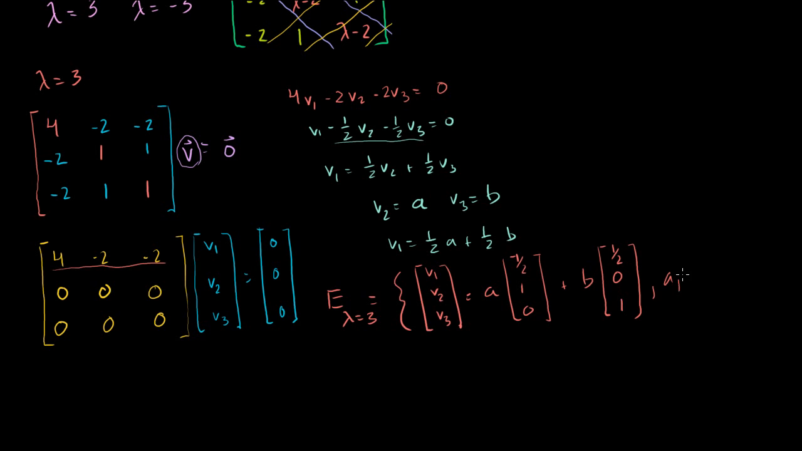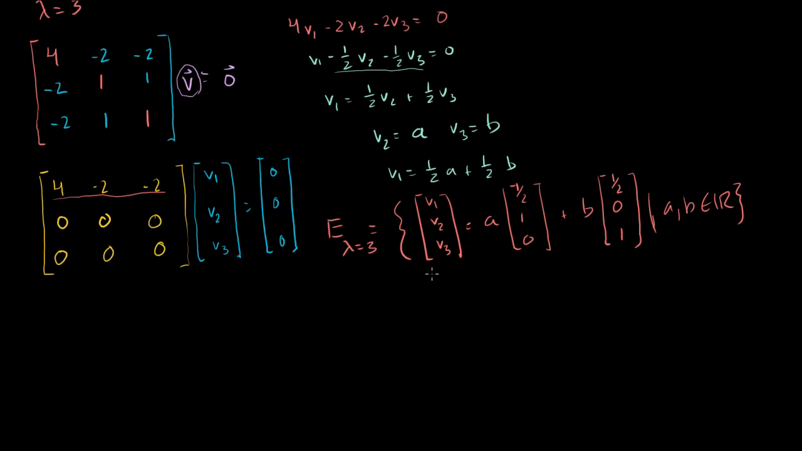For any a and b, such that a and b are members of the reals, just to be a little bit formal about it, any vector that satisfies this is an eigenvector, and they're the eigenvectors that correspond to the eigenvalue lambda is equal to 3. So if you apply the matrix transformation to any of these vectors, you're just going to scale them up by 3. Or you could say, let me write it this way. The eigenspace for lambda is equal to 3 is equal to the span, all of the potential linear combinations of this guy and that guy.